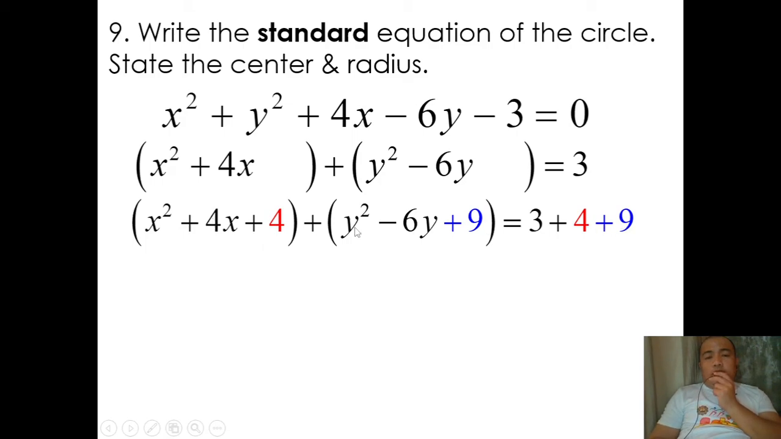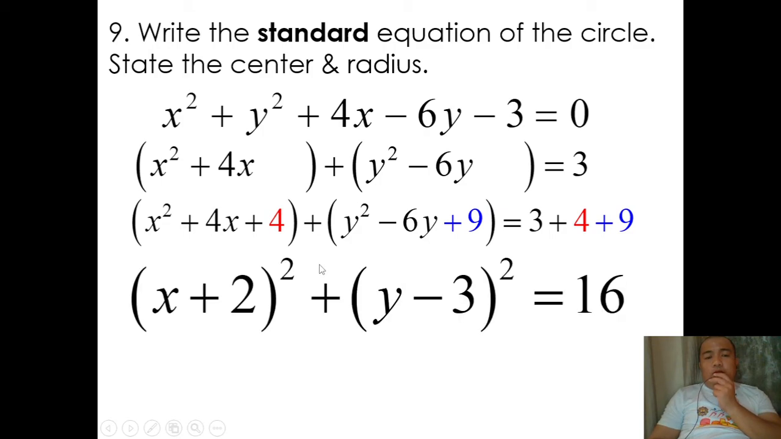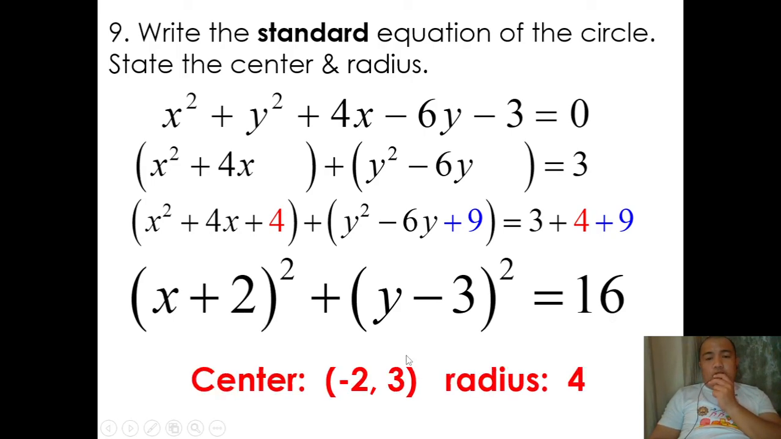So then you factor the trinomial x plus 2 squared plus y minus 3 quantity squared equals 3 plus 4 plus 9 is 16. So as you can see, the general becomes the standard form of the circle, where the center is negative 2, positive 3, radius is 4. I'm sorry, center is negative 2, 3, radius is 4, square root of 16.